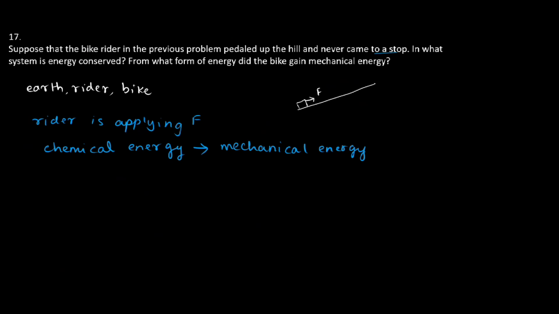Whenever we do work, we use chemical energy stored in our body. So if you're running, lifting an object, pushing something, you can apply that force with the help of the chemical energy stored in your body. So the bike gains mechanical energy from the chemical energy of the rider.